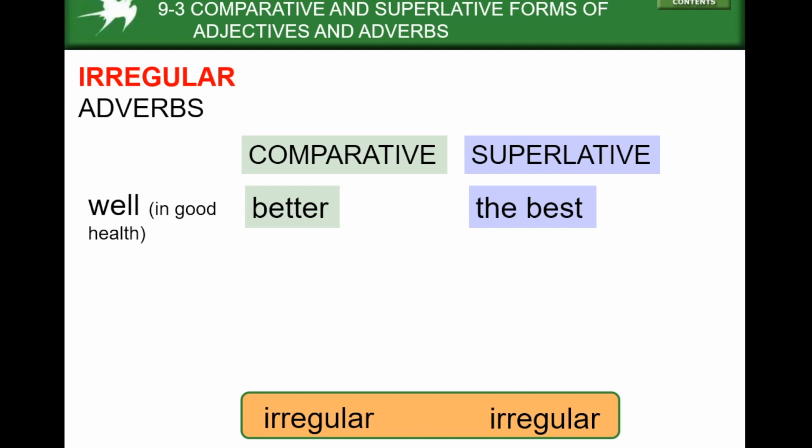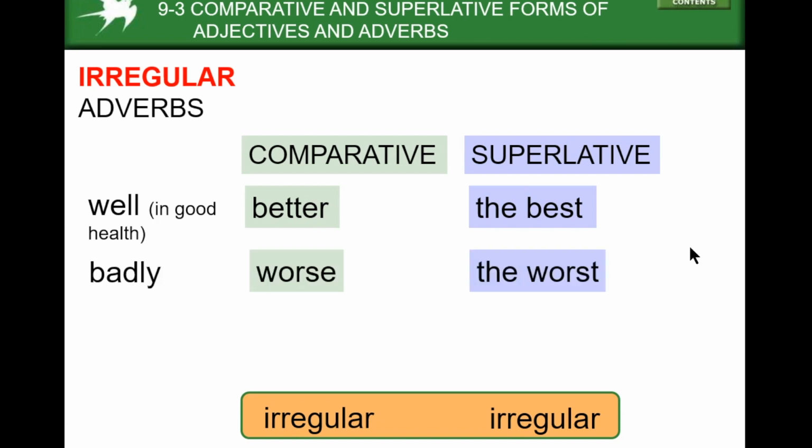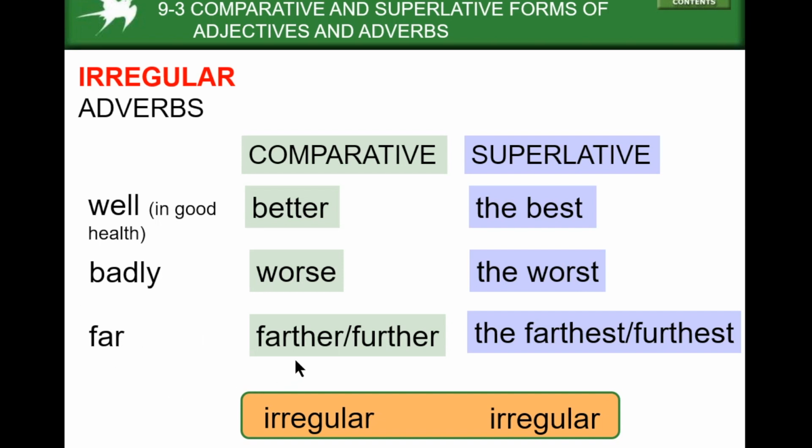Now let's take a look at some irregular adverbs. Well means in good health. Well, better, the best. Badly, worse, the worst. Far, farther, the farthest. Far, further, the furthest. Both farther and further are used to compare physical distance. For example, I walk farther than my friend did. Or, I walk further than my friend did.